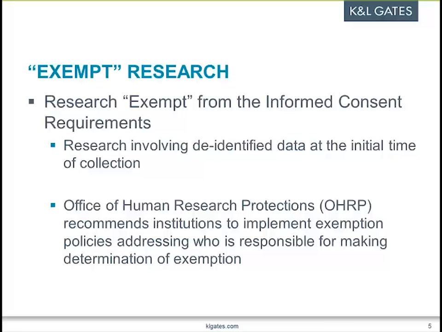Currently, the Common Rule also does not specify who may determine whether a research is exempt. Historically, the Office for Human Research Protections, or OHRP, has recommended that investigators not be given the authority to make an independent determination that their research is exempt. The final rule retains OHRP's current recommendation that institutions should implement exemption policies addressing who is responsible for making such determinations.